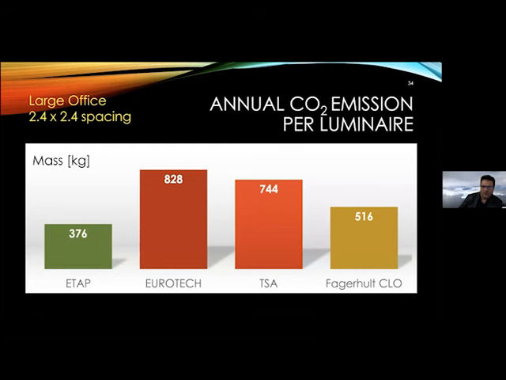Again, if you look into that annual CO2 emission from this particular room, you can see that annual CO2 emission per luminaire. Okay, so we've got 20 luminaires in there, so you have to be aware that your figure has to be multiplied by the number of luminaires you've got in the entire project. This is from what you expect from ETAP.